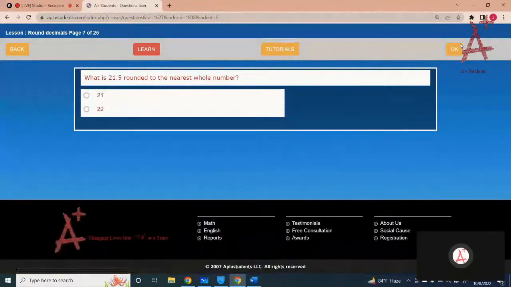Okay, what is 21.5 rounded to the nearest whole number? So the digit right after the decimal is 5 and 5 is equal to 5. Got it? That means you have to round up. So the answer is 22. Very good. It is 22.